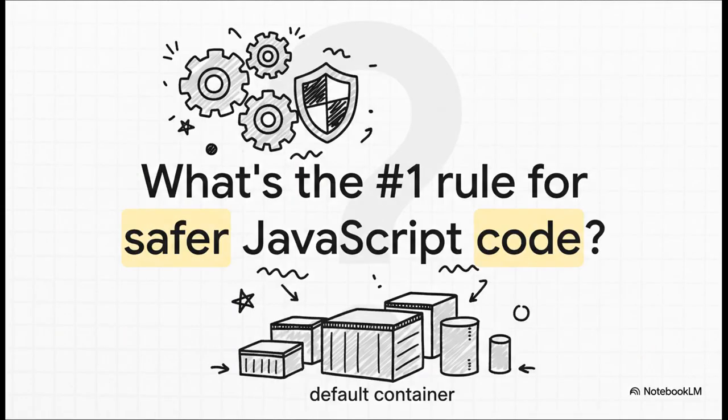And so as we wrap this up, I'll just leave you with this one question to keep in the back of your mind every time you sit down to write code. What's that number one rule we talked about? The one for making your code safer, more predictable, and just better? It's all about choosing your default container wisely.